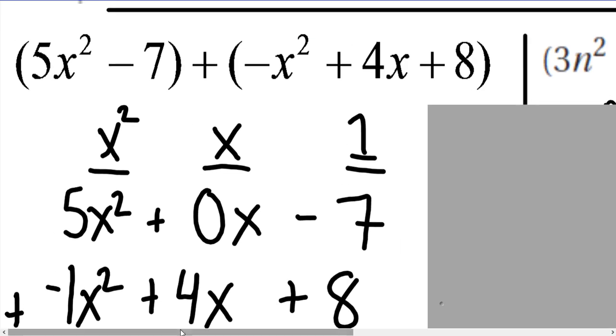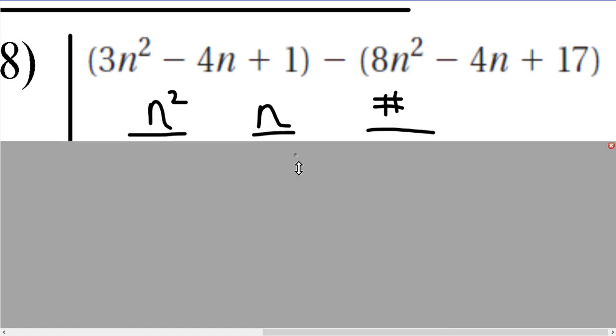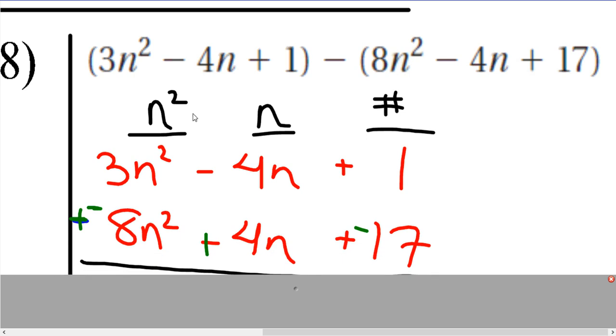The second one is a subtraction question. I'm going to give you a chance to try it. So pause the video now, and then unpause it once everyone's had a chance to try and you'd like to see what the answer is. Same strategy, line up your place values. So you have n squared, n, and then your number terms.